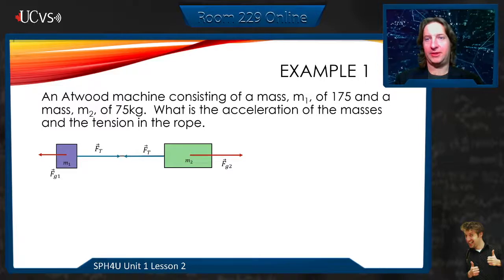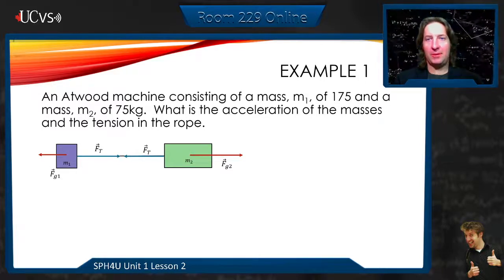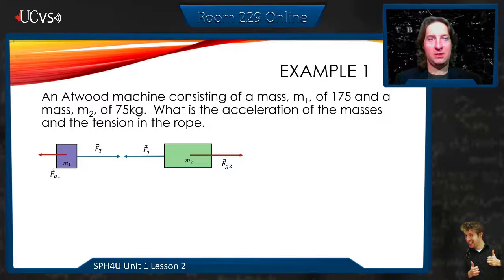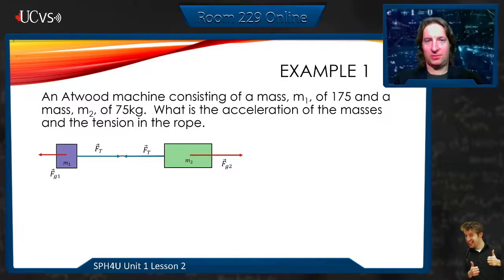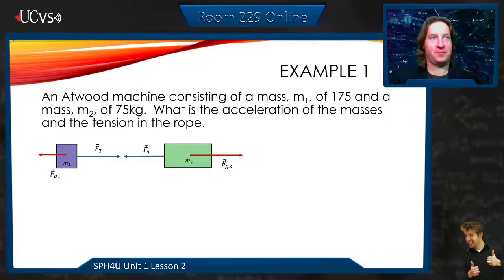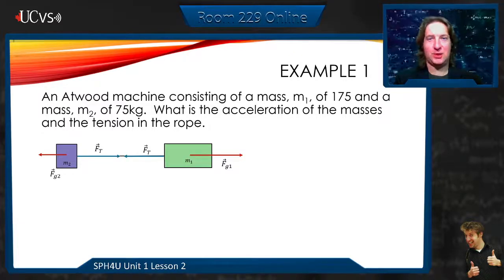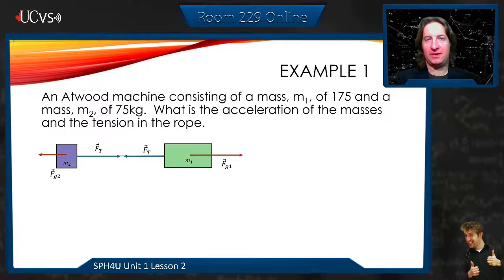So let's try an example here. Let's say we have an Atwood machine, just like we talked about, where the masses are 175 for mass 1 and 75 for M2. So in this case, M1 is larger than M2. So the whole thing, wait a second, my picture is actually wrong. Give me a second here. All right, sorry about that. So let's just switch the ones and twos. Okay, so M1 is 175. It's much larger than M2, which is 75.